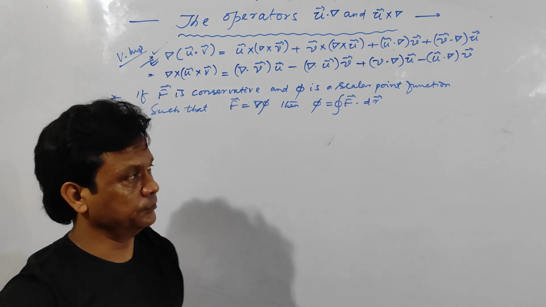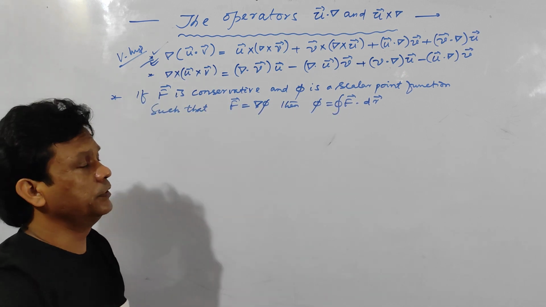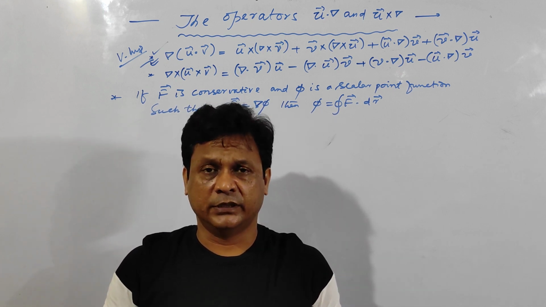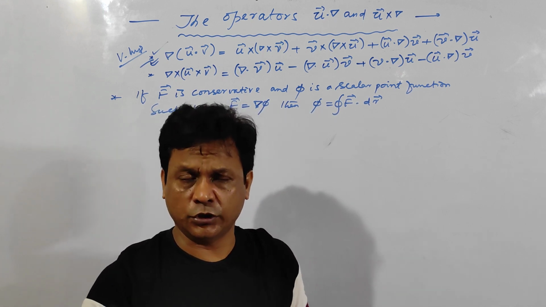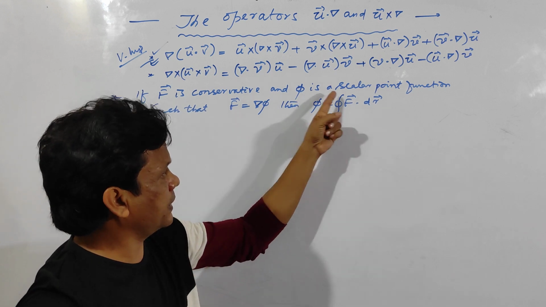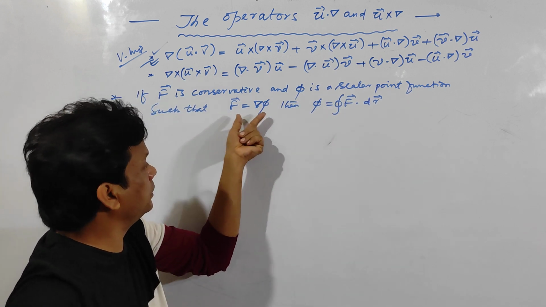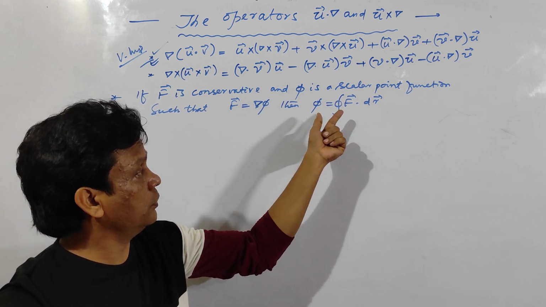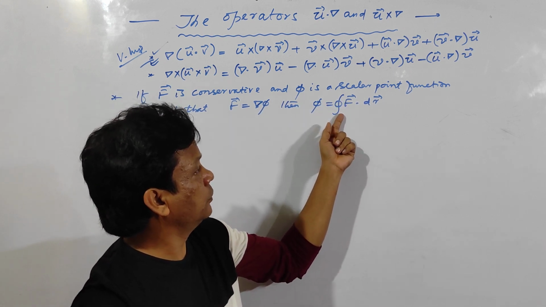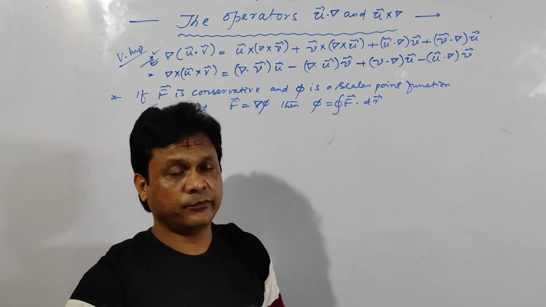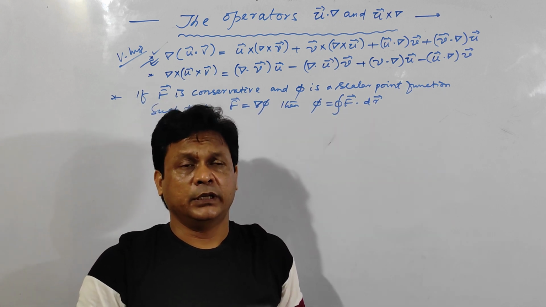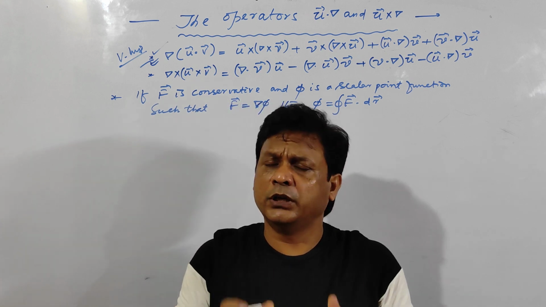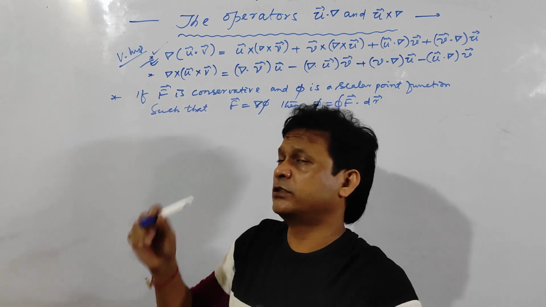So this is a theorem. F is conservative. F is conservative means it is irrotational. That means curl of F vector is equal to 0 vector. Then phi is a scalar point function such that F vector is equal to grad phi. Then phi is equal to the integration over the closed path of F dot dr. This is a theorem.